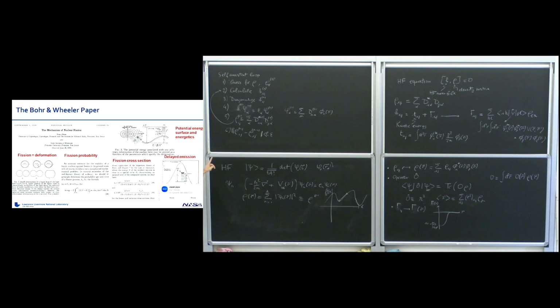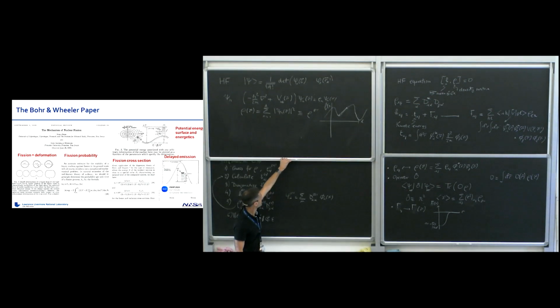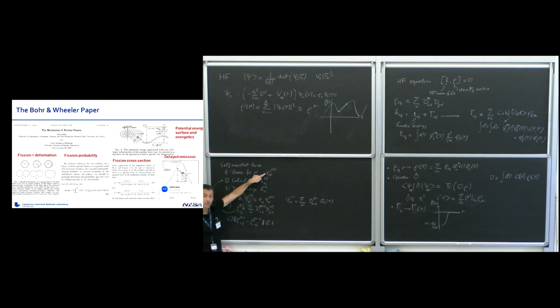If your initial density is not rotationally invariant, then your initial mean field is not going to be rotationally invariant. Then the wave functions are not going to be rotationally invariant, and the density at the next iteration is not going to be rotationally invariant, and so on and so forth. And your final solution is not going to be rotationally invariant.